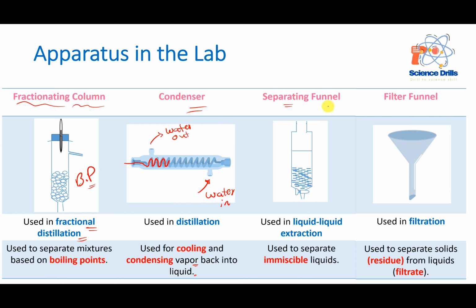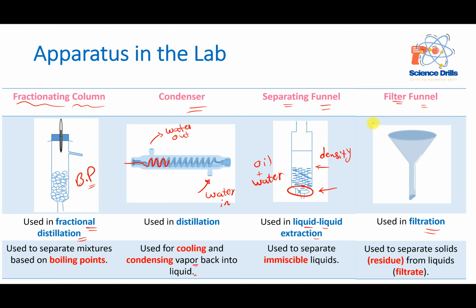Then the separating funnel. It is used to separate two immiscible liquids, like for example oil and water. We have a tap here, so we control the amount of the liquid. One will be up, the other one will be down according to the density. So we can use this tap to take one of these liquids out and keep the other one in the separating funnel.